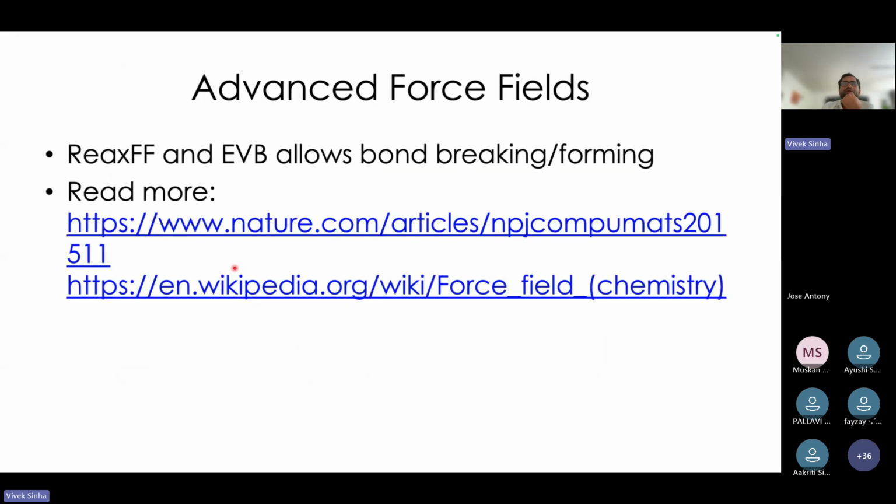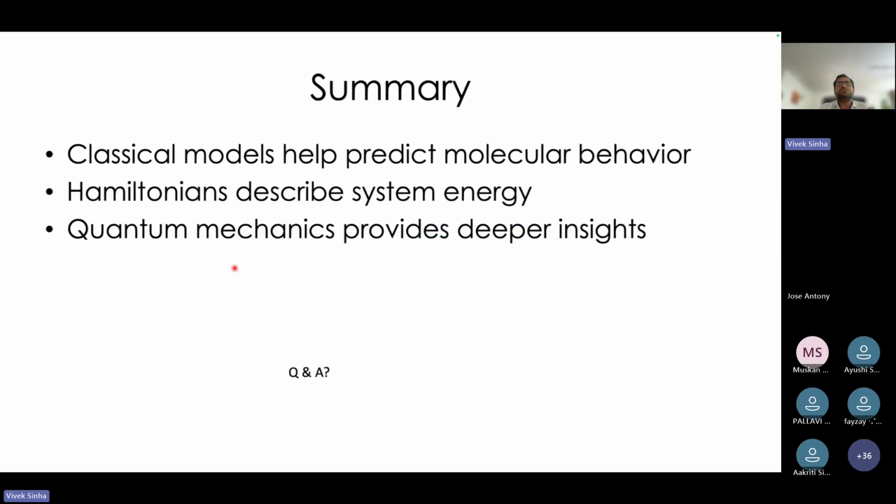So we touched on frequency calculations. Here are some references about some advanced force fields. I won't dwell a lot on it, but I will also send you these papers for you to read. For example, if you want to sample reactive phenomena, you can also look into ReaxFF. It's a very popular method that is used for certain systems, or empirical valence bond methods that allow you to break and form bonds.